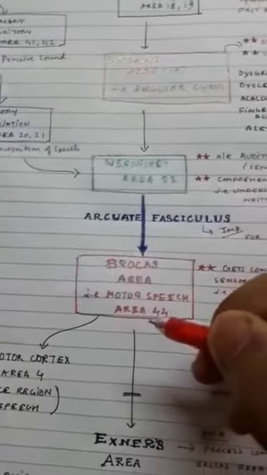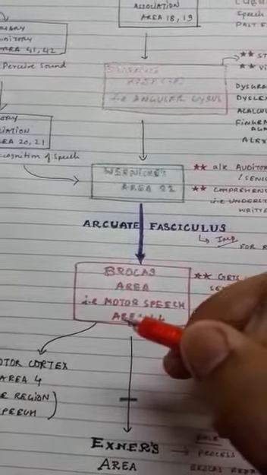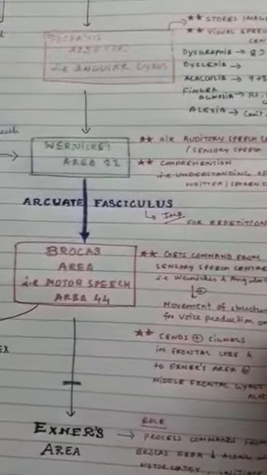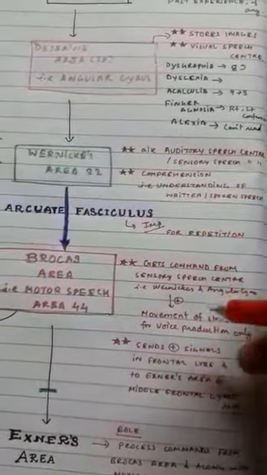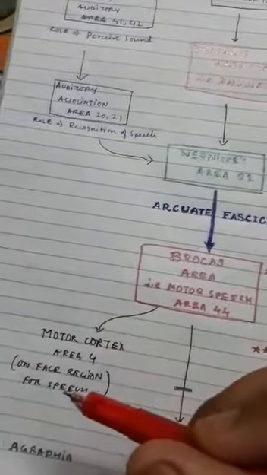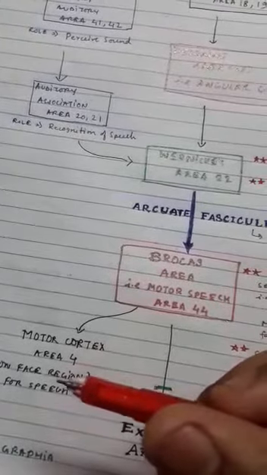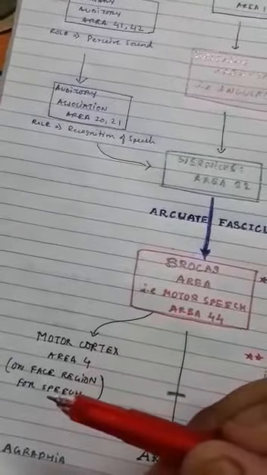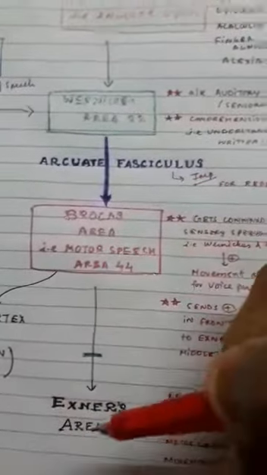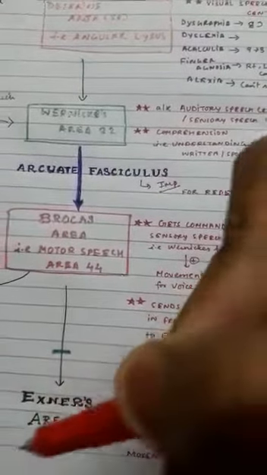The Broca's area, the motor speech area 44, sends two important efferents. It gets commands from the sensory speech center, the Wernicke's area and the angular gyrus, and then it sends fibers to the motor cortex area 4 of the face region, which is on the lateral side, as we know from the homunculus of the motor part, that is responsible for the speech, and this is the main function. And one more fiber goes to the exner's area, in the frontal lobe, in the middle frontal gyrus.